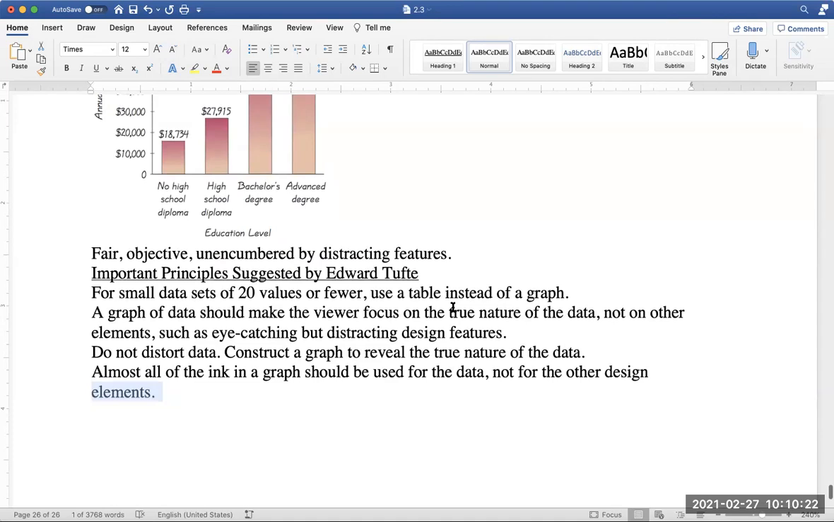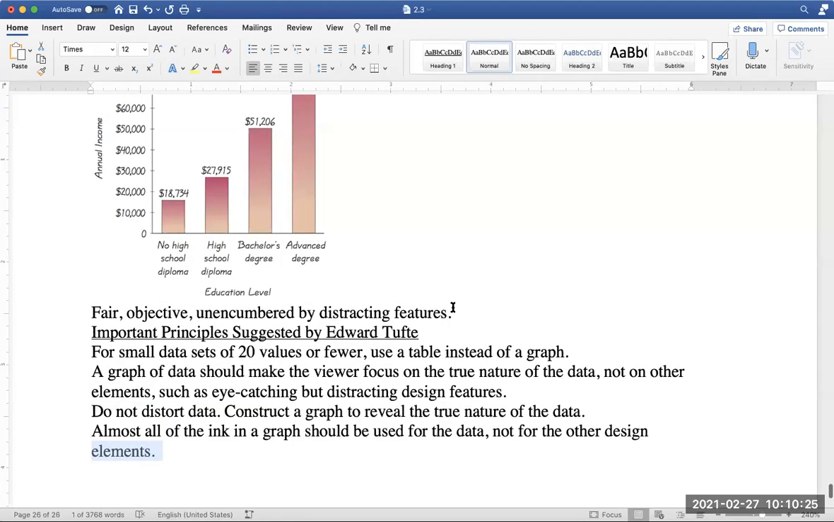Okay, so that really finishes off section 2.3.